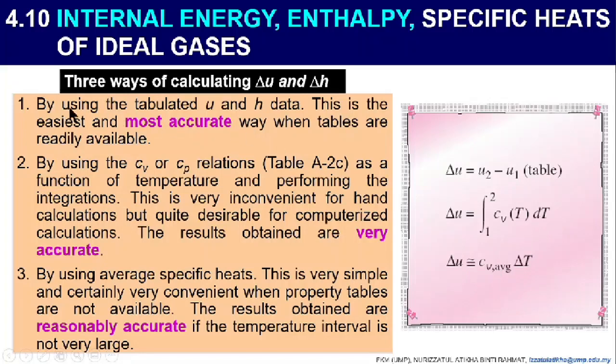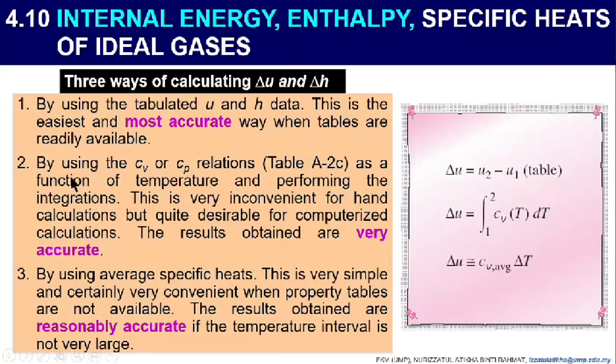First, by using the tabulated U and H data. This is what we already used previously in chapters 1, 2 and 3. We can refer to the table and just take the value. This is the easiest and most accurate way when tables are readily available.